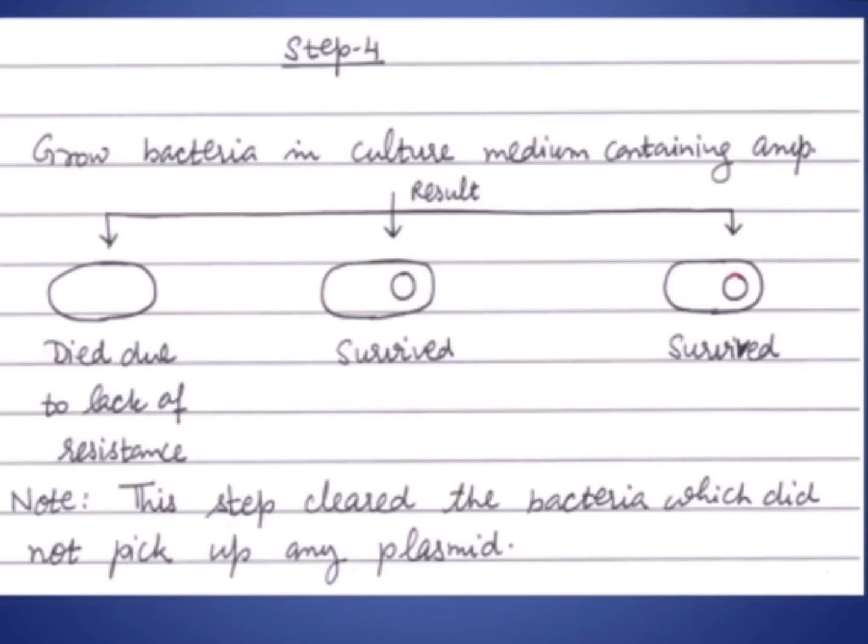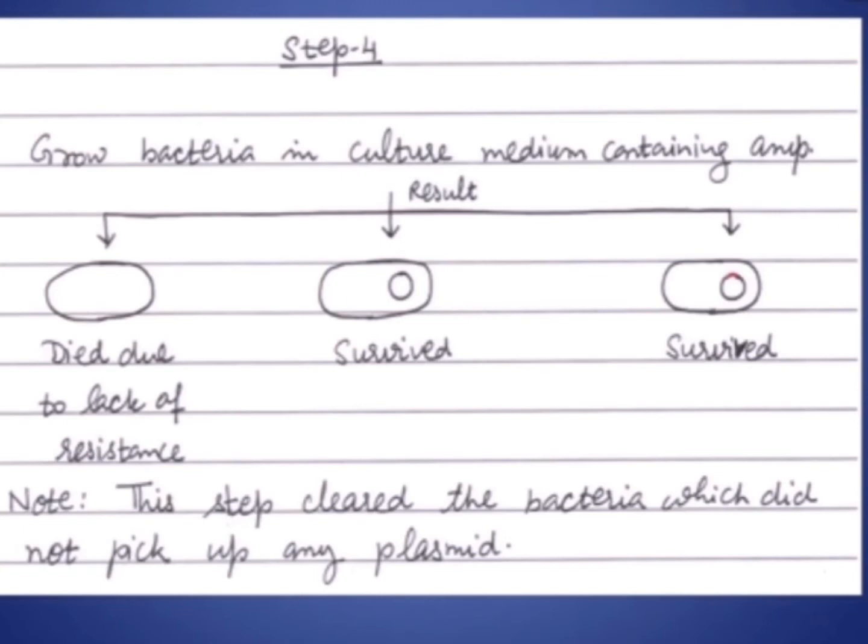Whereas third type of bacteria has inactivated tetracycline gene, but ampicillin is still there. So third type of bacteria is also going to survive because of ampicillin resistance power. So with this we can actually get only two types of bacteria which are surviving. Now let us see in step 5 what is to be done.